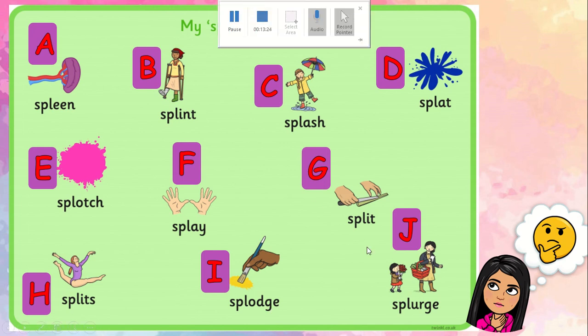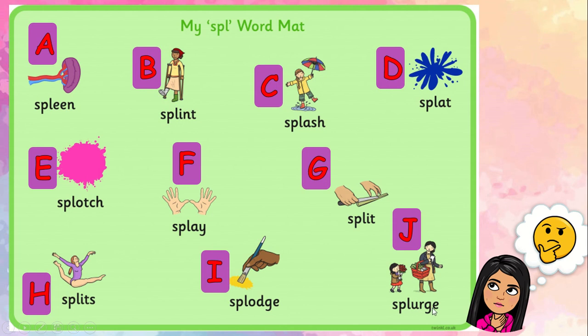Right, it's j. Next, splurge. We know SPL makes the spl sound, UR makes its sound, and GE makes the j sound. DGE makes the j sound. GE makes the j sound. This is a completely different lesson, which we probably will have next year, because there's a lot to learn in phonics. That's just to give you an idea. Remember, DGE makes the j sound, GE makes the j sound too, just like letter J.